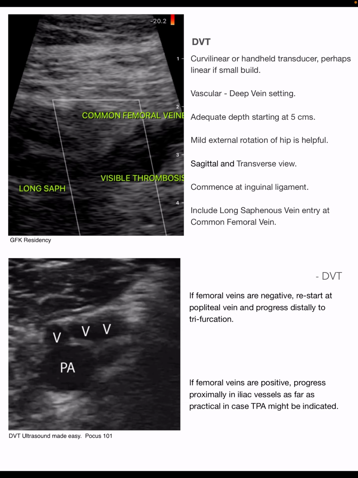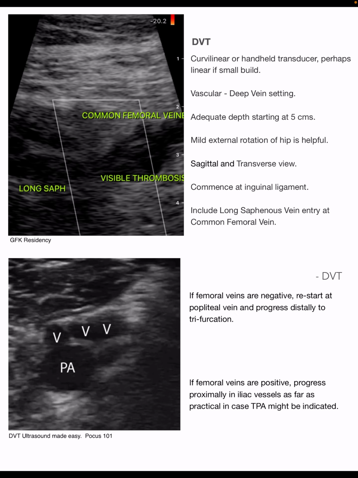Deep venous thrombosis is common. Use a curvilinear or handheld transducer, perhaps a linear if the build is small. Use the deep vein setting with an adequate depth starting at 5 centimeters. Mild external rotation of the hip is helpful.